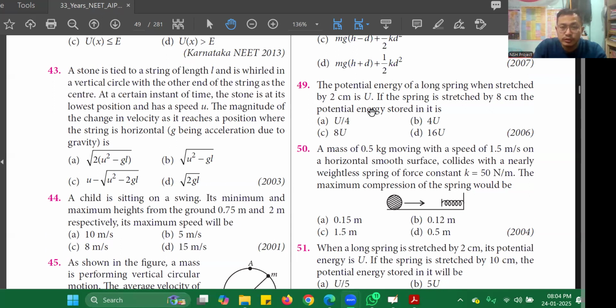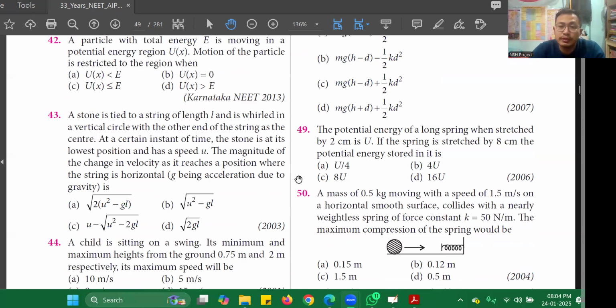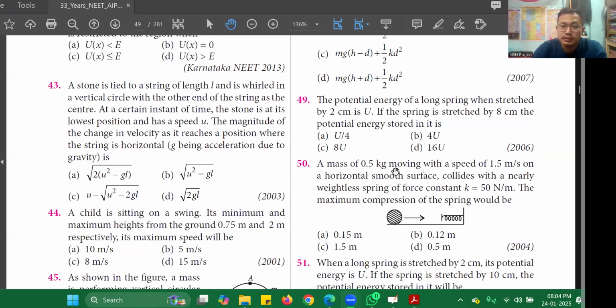Okay, fine. Question number 49: the potential energy of a long string when stretched by 2 centimeters is U. If the string is stretched by 8 centimeters, the potential energy stored in it is... It's a very simple question, but move on.